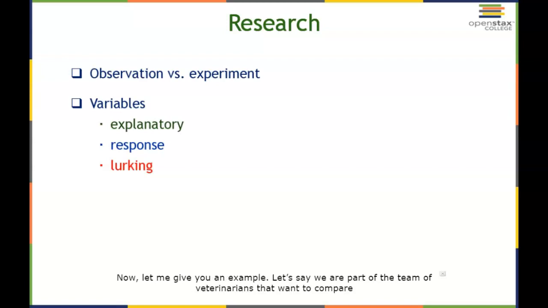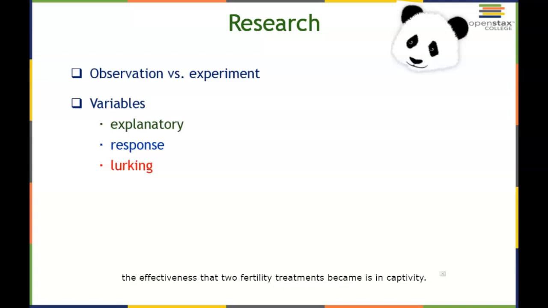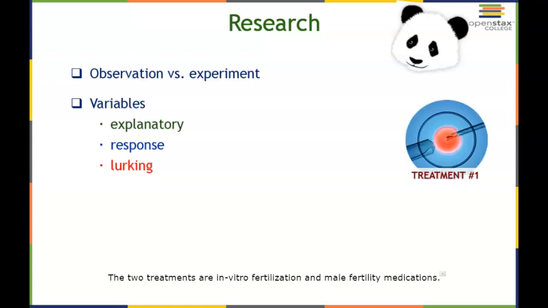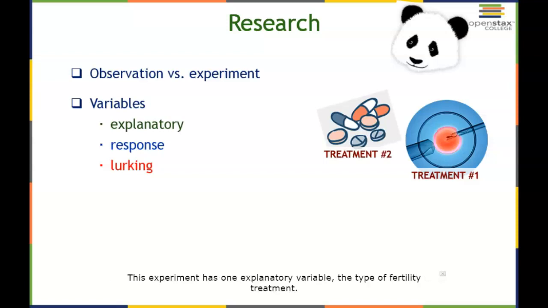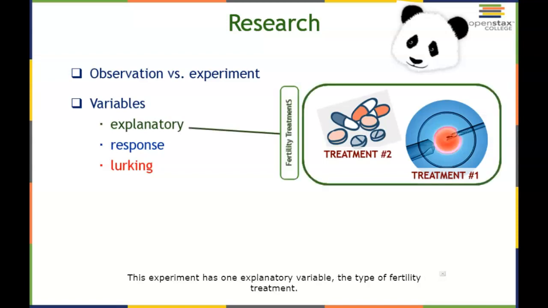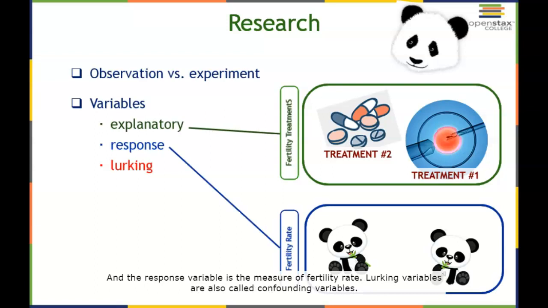Now let me give you an example. Let's say we are part of the team of veterinarians that want to compare the effectiveness of two fertility treatments for pandas in captivity. The two treatments are in vitro fertilization and male fertility medications. This experiment has one explanatory variable, the type of fertility treatment. And the response variable is the measure of fertility rate.